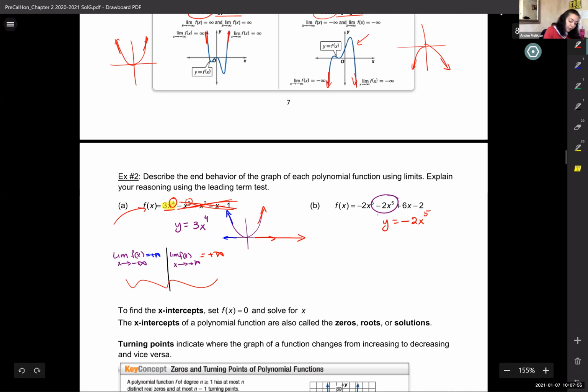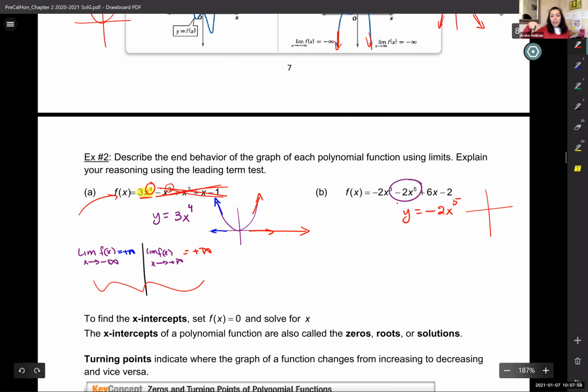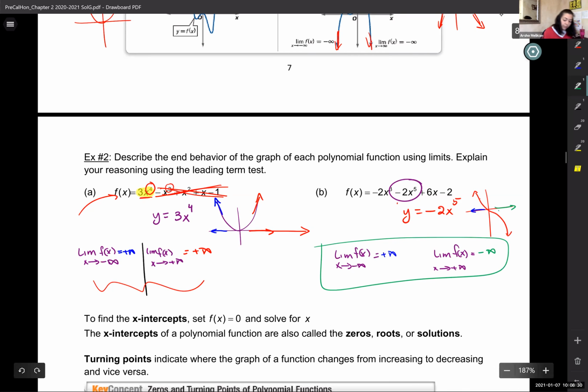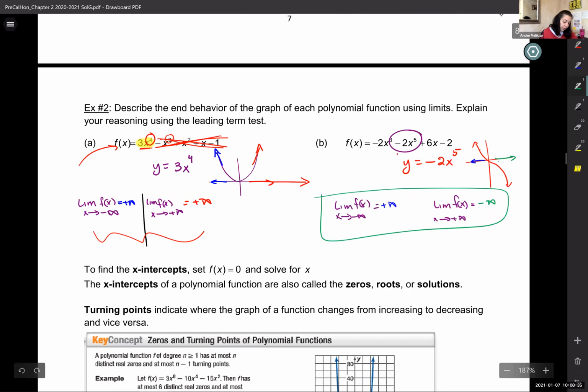So now what does negative 2x to the 5th look like? It's like an x cubed, but with a negative. So it looks like this, going down to the right. All right. So now if I want the end behavior, as x approaches negative infinity, this goes to positive infinity. And on the opposite side, it goes to negative infinity. Okay? Questions?